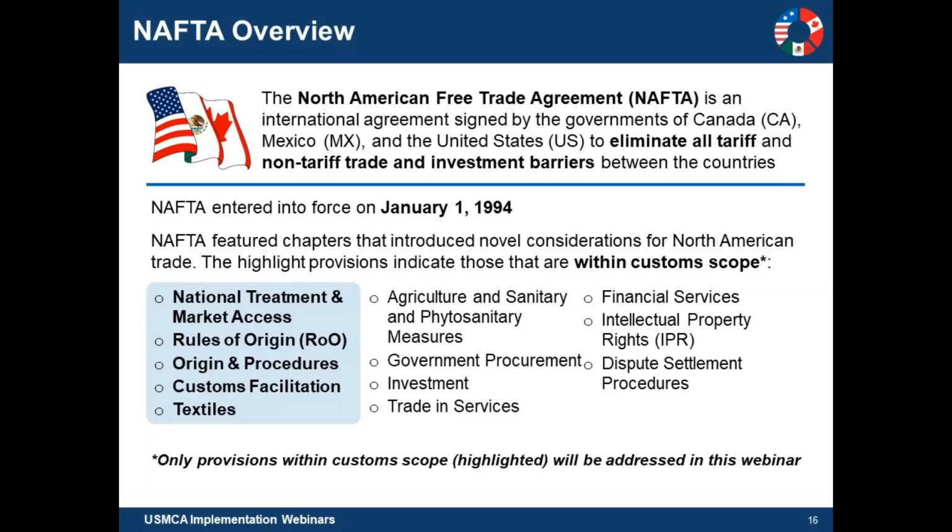The North American Free Trade Agreement, or NAFTA, is an international agreement signed by the governments of Canada, Mexico, and the United States, creating a trilateral trade bloc in North America. NAFTA entered into force on January 1st, 1994, and superseded the 1988 Canada-United States Free Trade Agreement, or CAFTA. NAFTA had the goal of eliminating all tariff and non-tariff barriers of trade and investment between the U.S., Canada, and Mexico, and featured chapters that introduced novel considerations for North American trade and included the provisions you see on the screen. Only provisions within customs scope, such as rules of origin and customs procedures, will be addressed in this briefing. Provisions under customs scope for NAFTA are bolded in the list on this slide. Those provisions out of scope are handled by other U.S. government agencies.